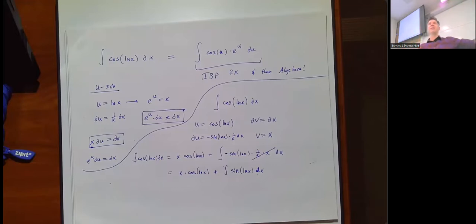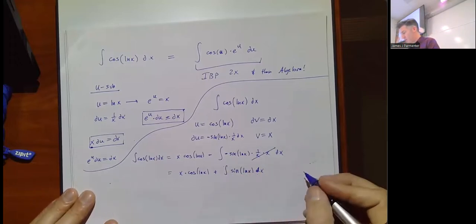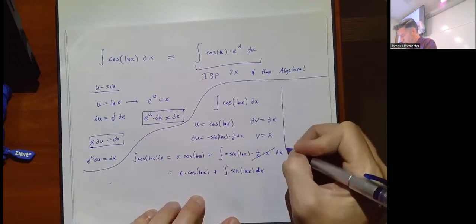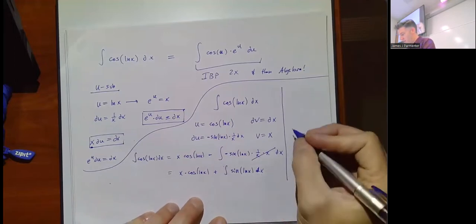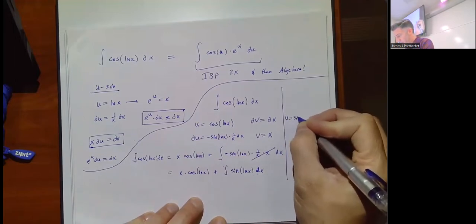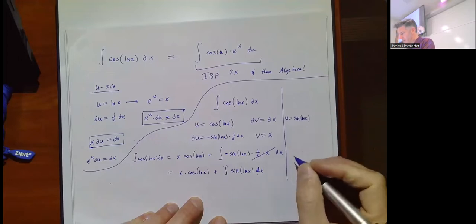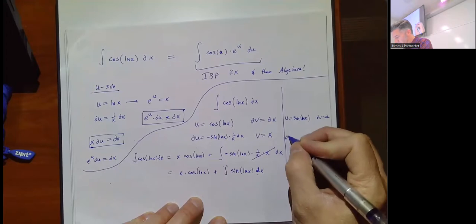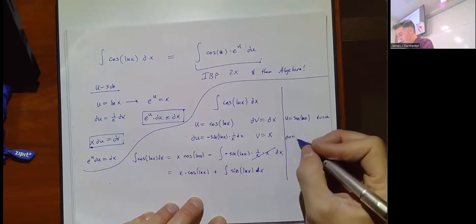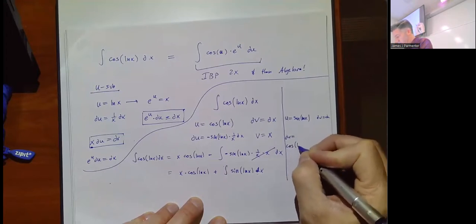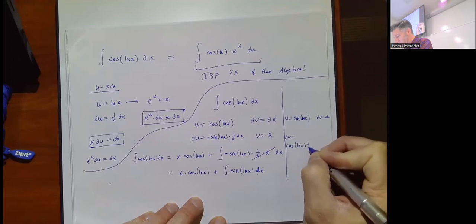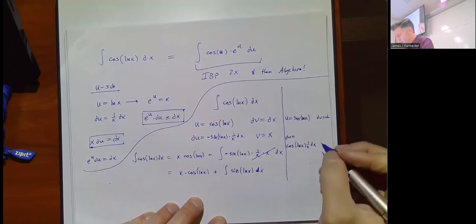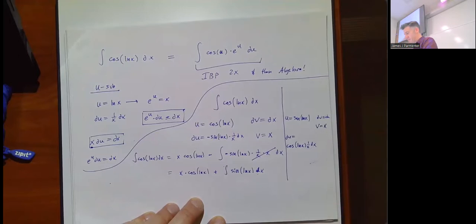I'm seeing like 5 steps, but it's really kind of a process that you see semi-regularly. So let's continue. We're going to do the same sort of thing. For sine of natural log of x, we're going to let u equal sine of natural log of x. And the dv is still dx. And the du is, the derivative of sine of stuff is cosine of natural log of x times 1 over x dx. And the v is going to be x.